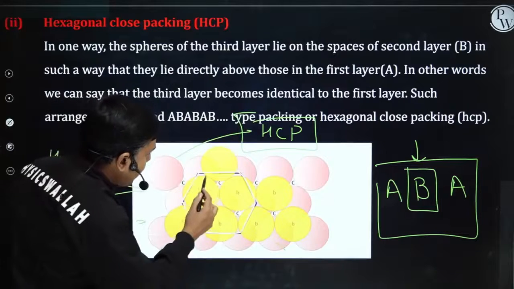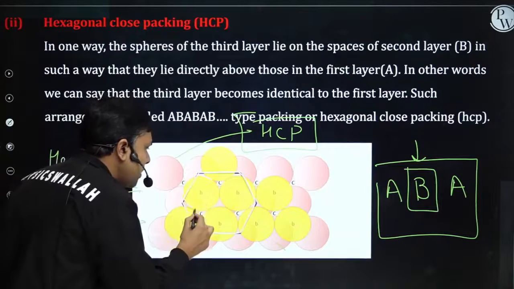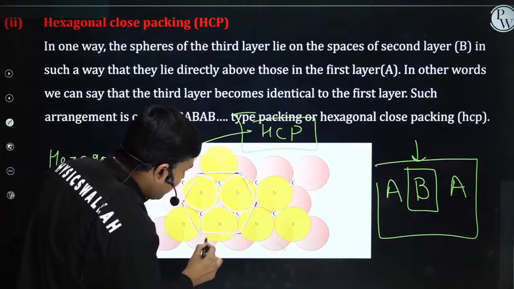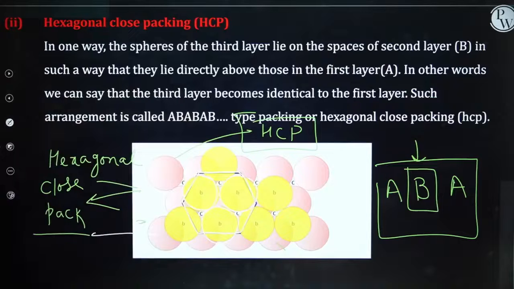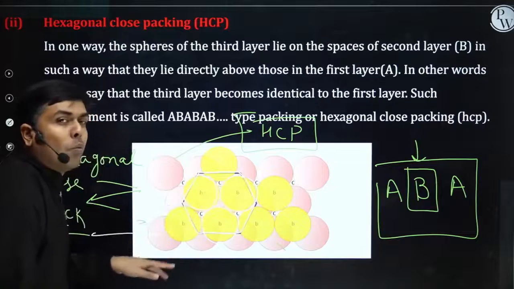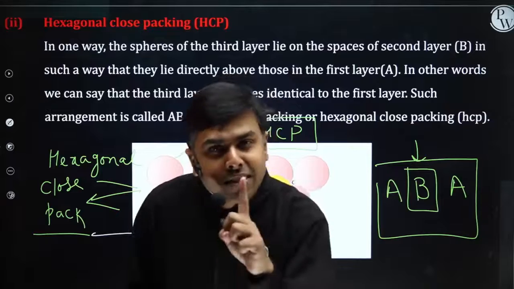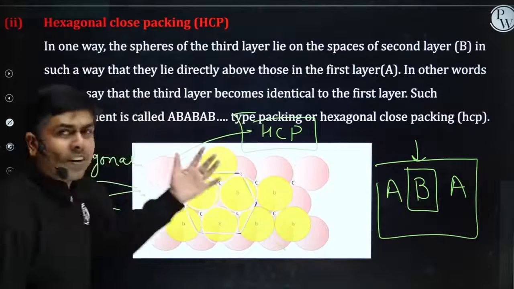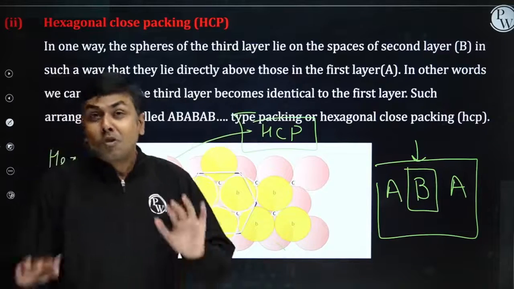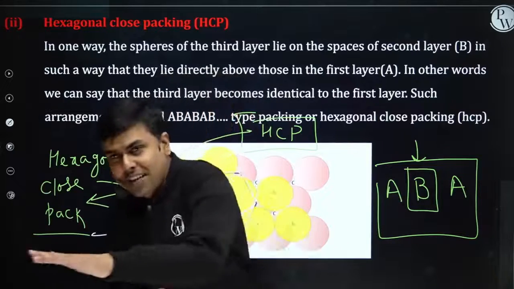This is my second layer, the yellow spheres. And in this regular hexagon, how many yellow spheres are you seeing? 1, 2, and 3. Am I clear, students? Basically, you are going to see 3 yellow spheres in this one regular hexagon. So in the second layer, how many spheres will be there in the unit cell? 3 spheres. Now, the third layer is the repetition of the first layer. How many spheres will be there? Once again, 6 spheres.